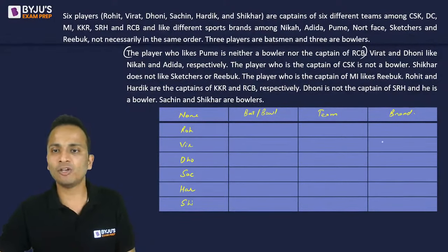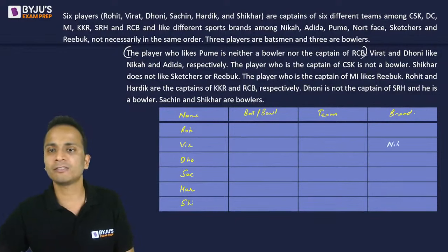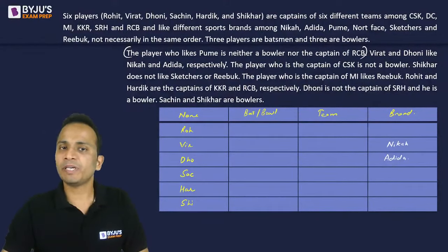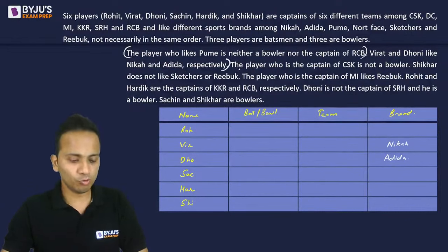Now Virat and Dhoni like Nike and Adidas respectively. So Virat का brand हो जाएगा Nike and Dhoni's brand will be Adidas. All right. Fine. Great. So second statement is completely over. Let's move ahead and look at the next.